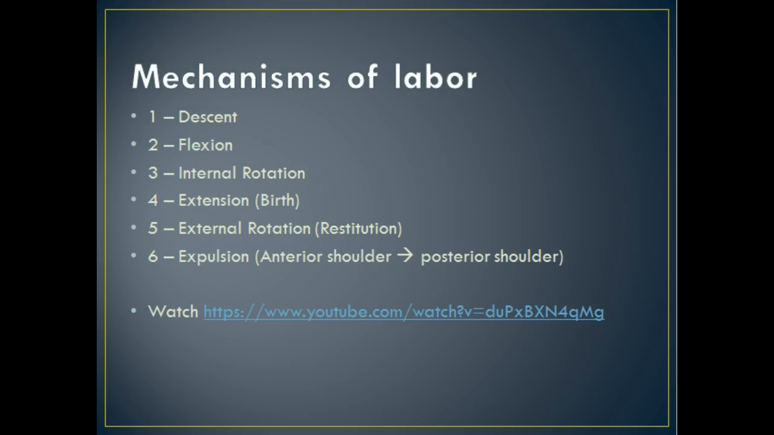So we have descent and we have flexion, and then we have internal rotation. So we know that baby engages in the transverse diameter, and then when baby reaches the ischial spines, baby's going to rotate and have their head settle from the transverse diameter to the AP diameter. So that internal rotation is when we hit the ischial spines. And then we're staying flexed all the way down, but when the head finally emerges out, that's extension. So it's birth by extension when the head comes out.